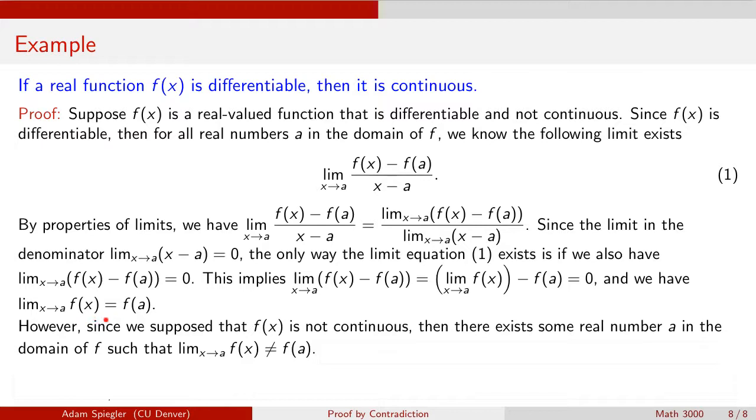But notice over here, we just said that in order for the derivative to exist, in order for this limit to exist, this limit has to equal f of a. So there's our contradiction. Over here, we've got that the limit equals f of a. Over here, we see that the limit does not equal f of a, and we've got our contradiction.